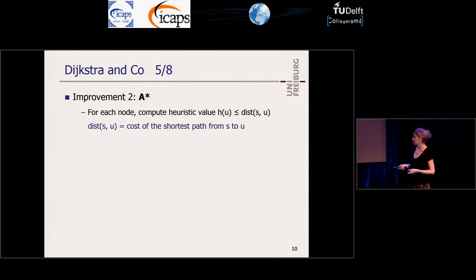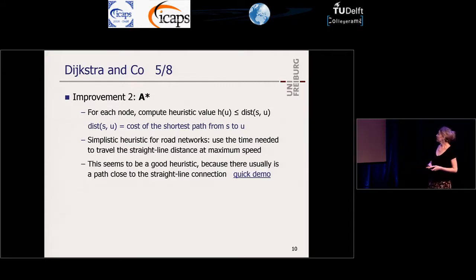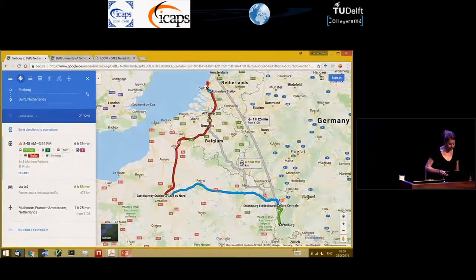You just add it to the distance labels. Here's a very simple one. Let's look at that. You just use the time needed to travel a straight line distance at maximum speed. You certainly can't do it any better. This is actually not such a bad heuristic. Let's look at a demo for a second.